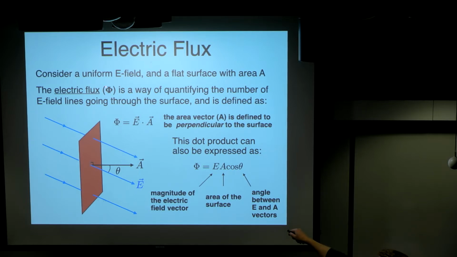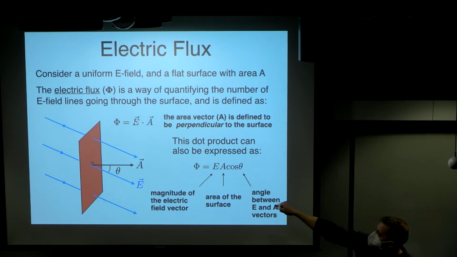We denote this with this Greek letter. Does anyone know what this is? This guy right here? It's capital Phi. So capital Phi is for electric flux. Okay, so here's how we define it. Here's the equation for Phi. Phi is equal to E dot A.